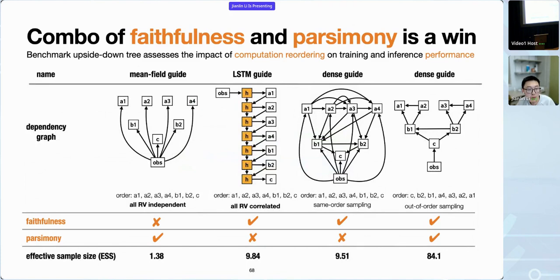We also compute the effective sample size, ESS. A higher ESS likely indicates better sample quality. This table shows the sparse Fidelio guide, which samples random variables in a different order, results in significantly higher ESS than all other guides. The combination of faithfulness and parsimony is a win.